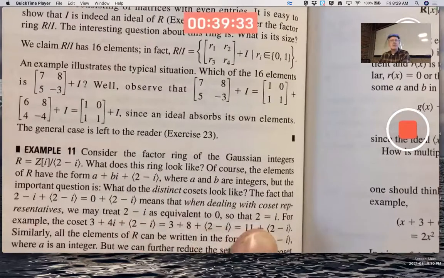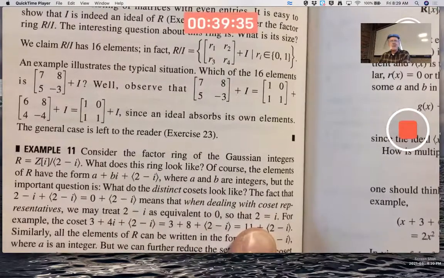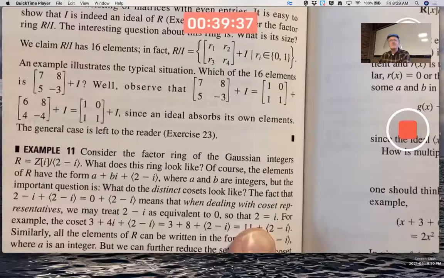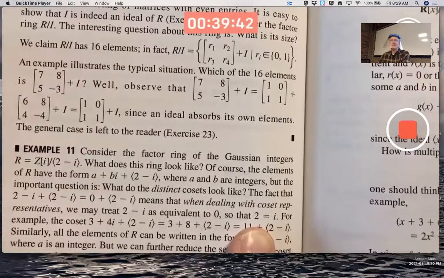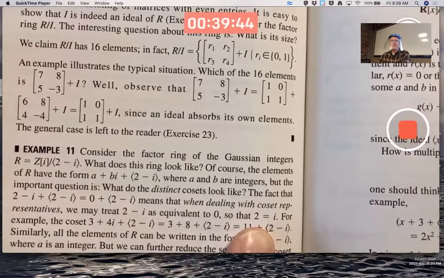In other words, 2 equals I. What is the author really saying then? Does 2 really equal I? No, it doesn't. Not in the complex numbers. 2 and I are certainly different numbers.